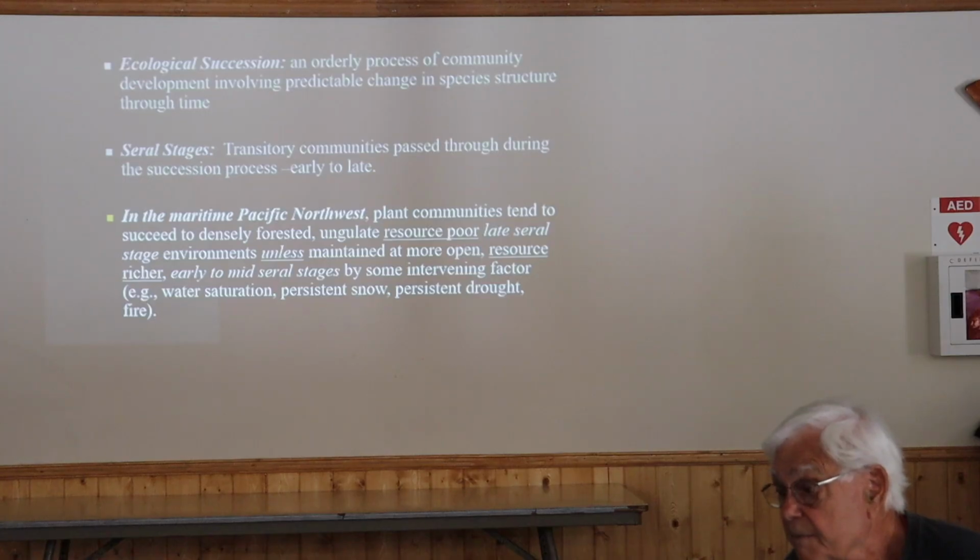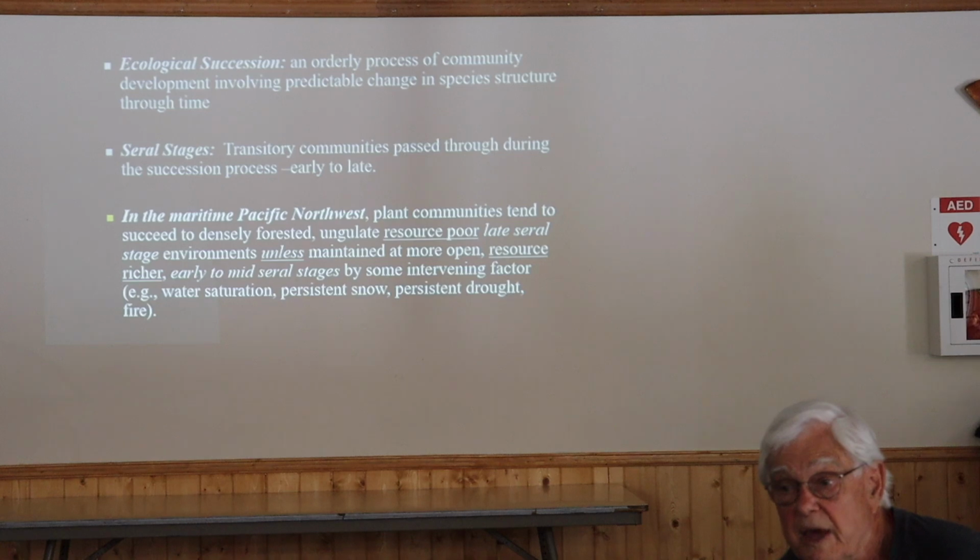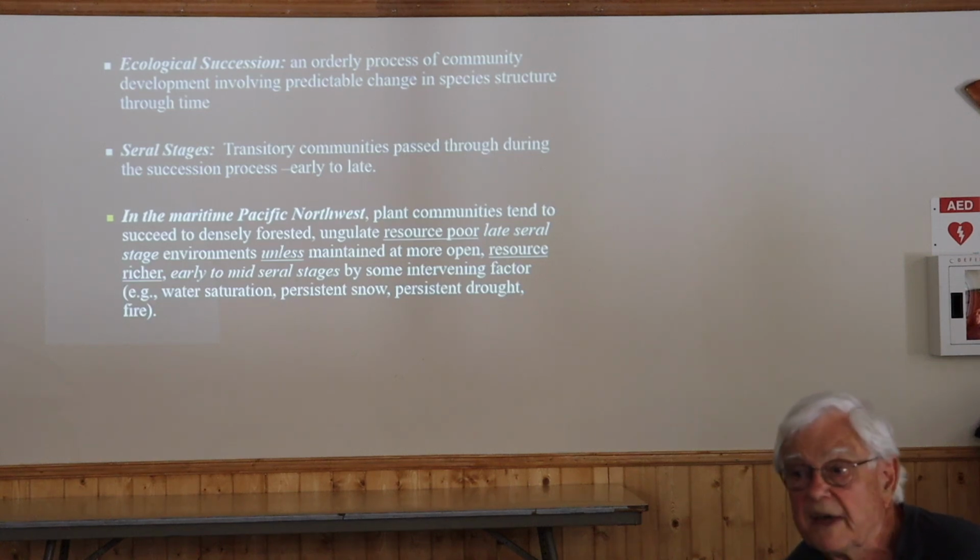So in the maritime Pacific Northwest, plant communities tend to succeed to densely forested, ungulate-poor, late seral stage environments, and are less maintained at more open, resource-rich early to mid-seral stage. So resources, especially ungulate resources, and a variety of plants and animals affiliated with that environment thrive best when the forest pattern is broken by some event. It can be a climate-related event, it can be a desiccation, it can be fire.